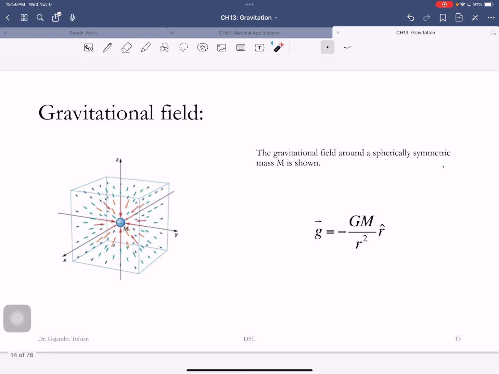Here's the acceleration due to gravity. This is the gravitational field. At the surface of the Earth, the length of this vector is 9.8 meters per second squared.